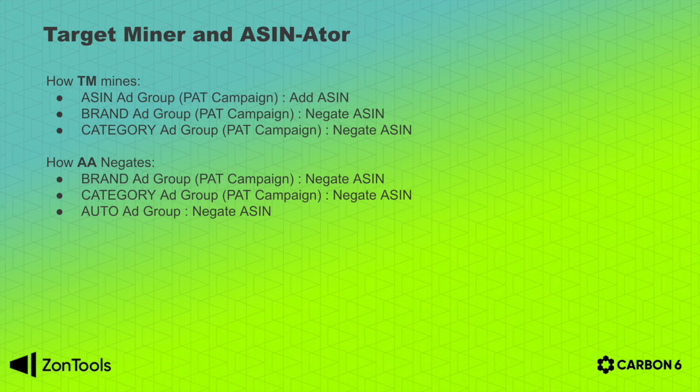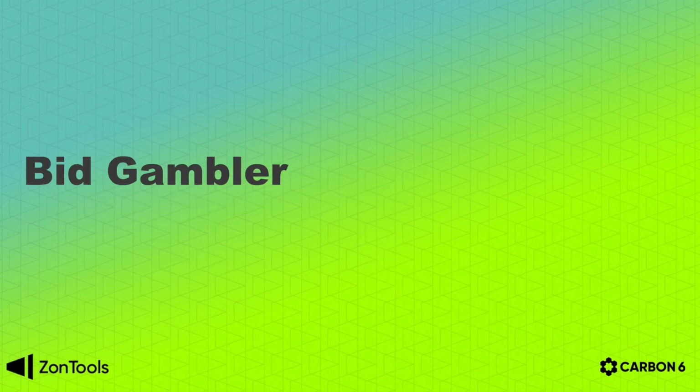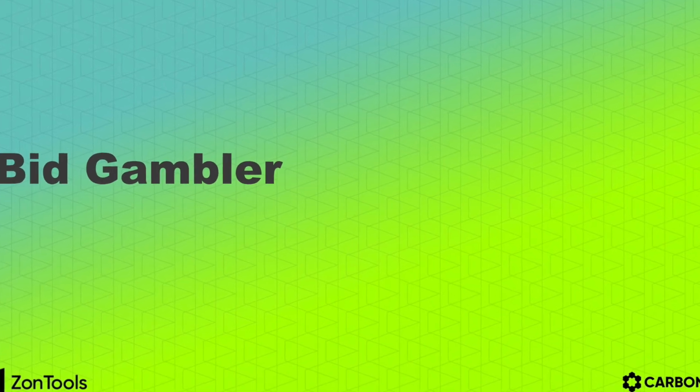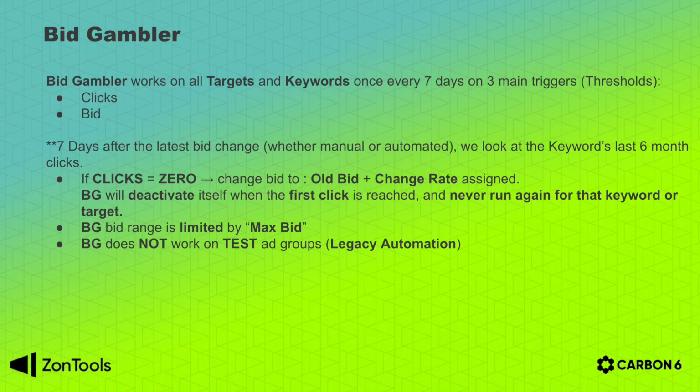We are now on the last topic for this video. Bid Gambler. So how does it work? Bid Gambler works on all your targets and keywords once every 7 days on 3 main triggers: clicks and bid.